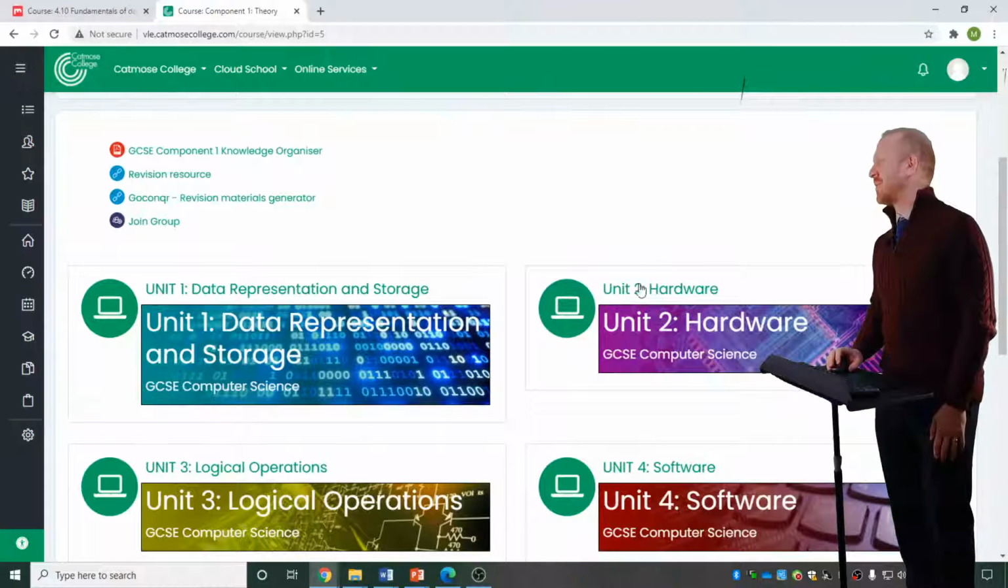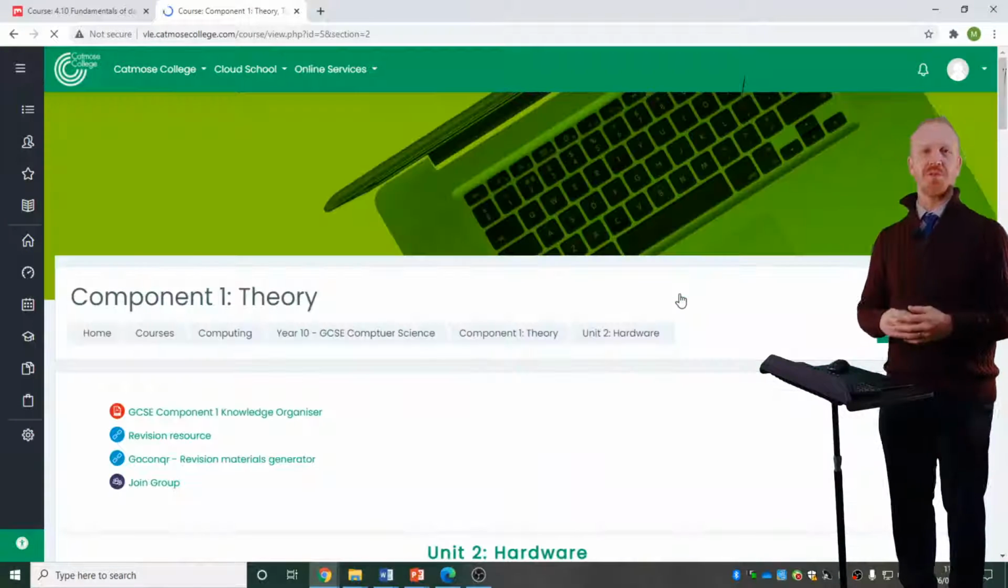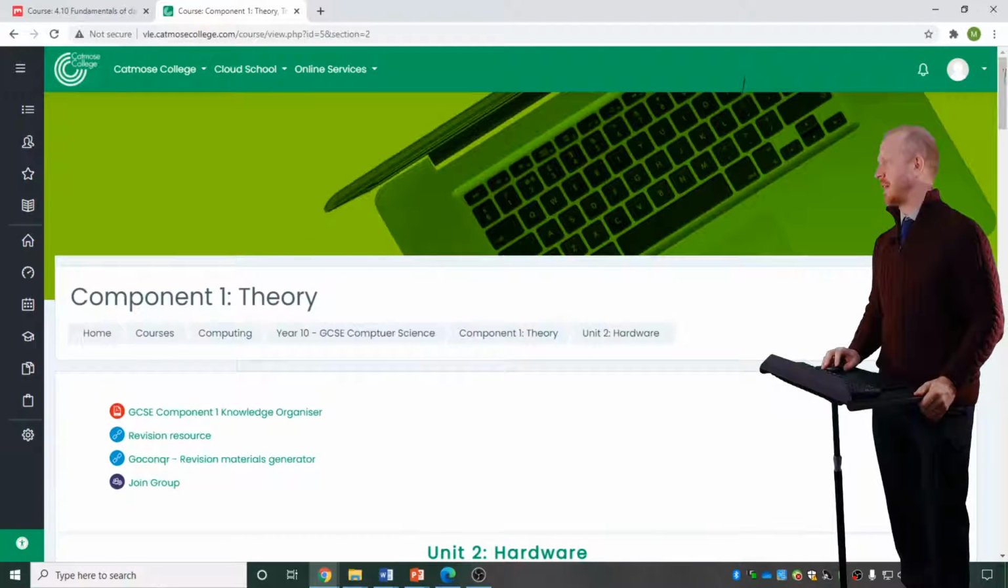Right, so let's have a look. So this is Unit 2 that we finished. We were doing pretty well with it, but I just want to do one lesson of revision because it's been a few weeks since we looked at it.